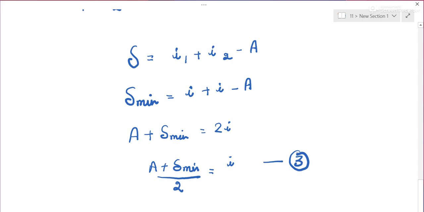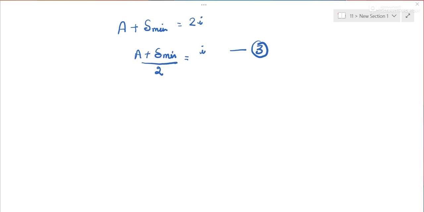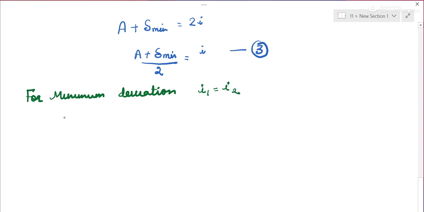So let us see further. Now we know for minimum deviation, what do we know? For minimum deviation, what relation do we have? I1 is equal to I2 we have. So let us write Snell's law at first surface.